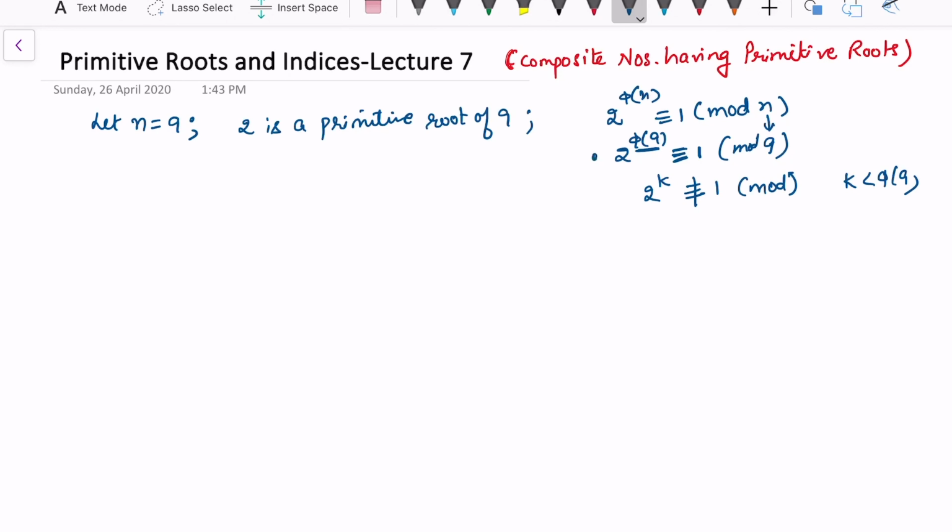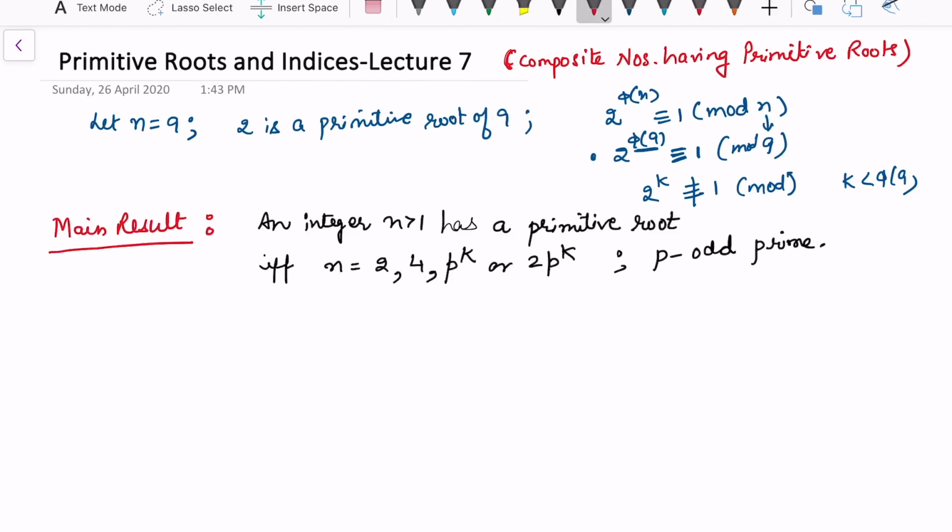Okay, we'll move forward. What is the most important result available for composite numbers? The main result says that an integer n greater than 1 has a primitive root if and only if n is of this type, where p is an odd prime. So this does not cover all composite numbers, but only certain particular types. Any other composite number which is not of this form will not have a primitive root.